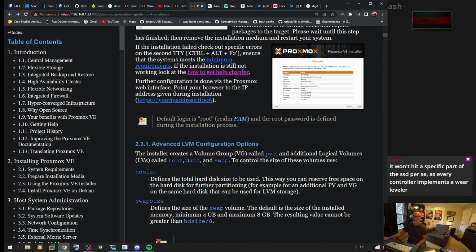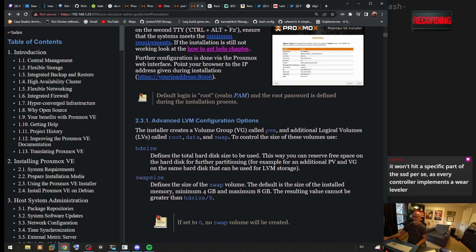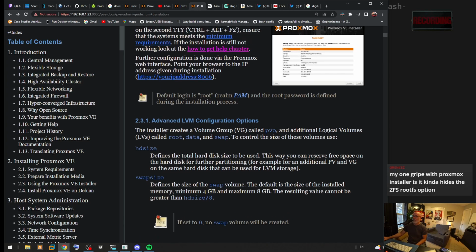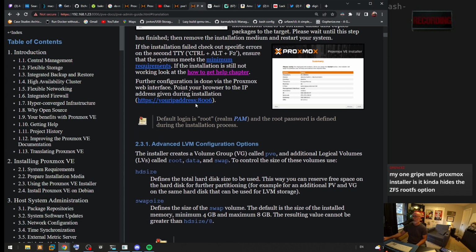Let's see. Further configuration is done with Proxmox through the web interface. Point your browser to the IP. Blah blah blah. You have to use https, even though you have to tell it that it's not a certificate that you trust. It'll yell at you, and you have to go to the advanced option. Advanced LVM configuration options. The ZFS rootfs option. I didn't even see ZFS as an option. I didn't even see it at all. So, yeah, I didn't even know it was there. I would agree with you on that.